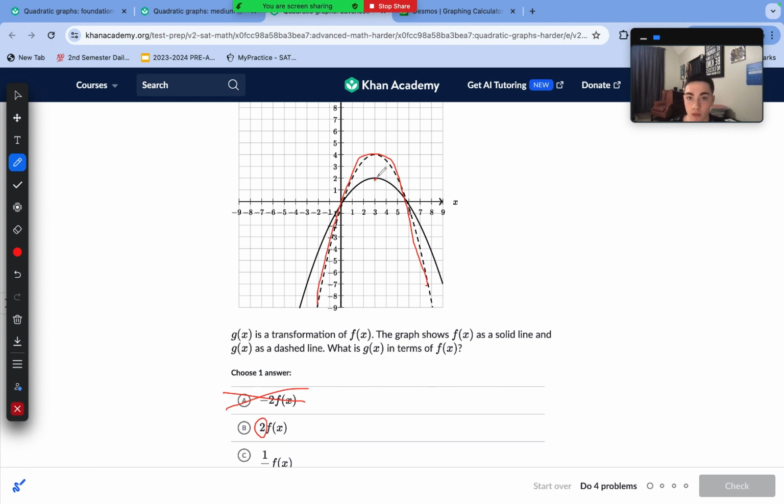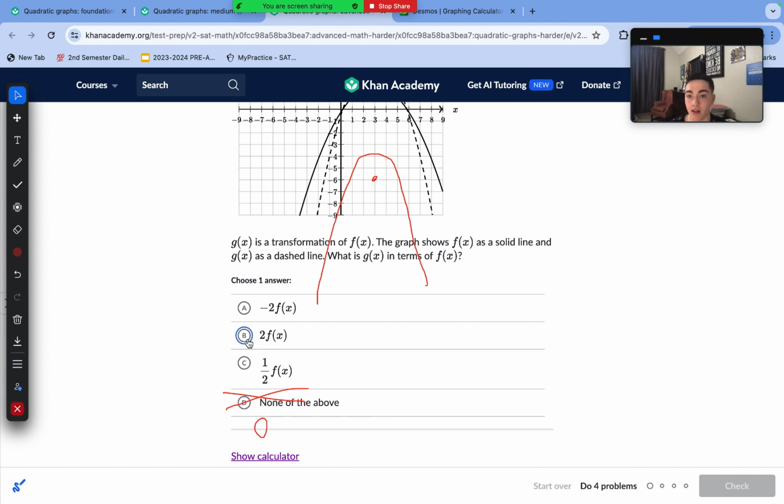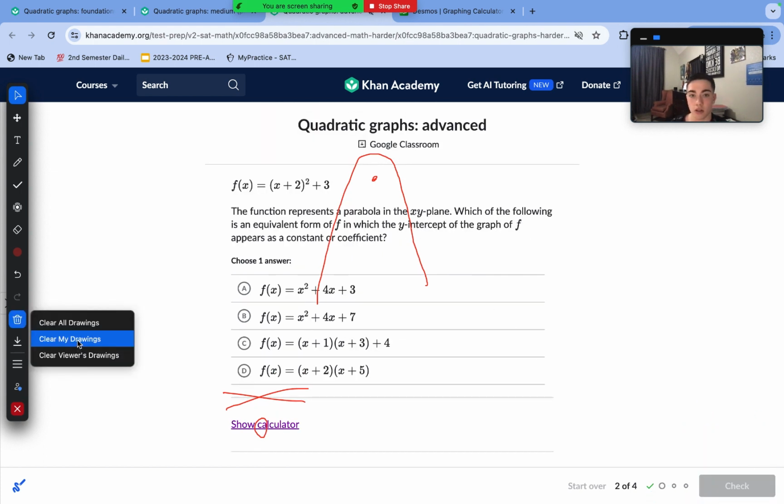We can see as we have (3, 2) in our original f of x, g of x has (3, 4). That's a multiplication of 2 to our y value. So that means that answer choice B is the correct answer here. On to this next question.